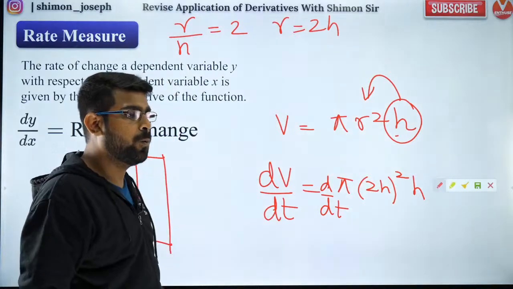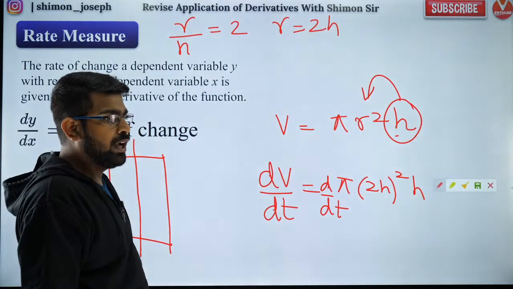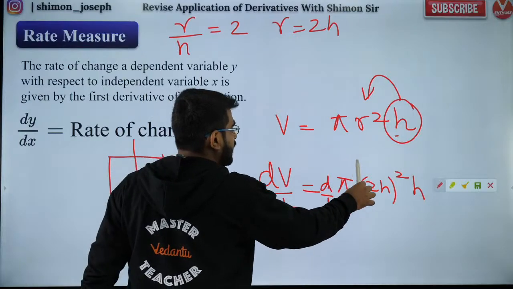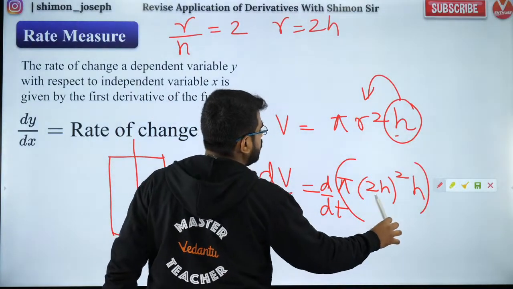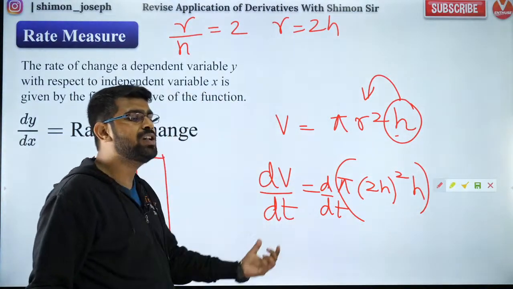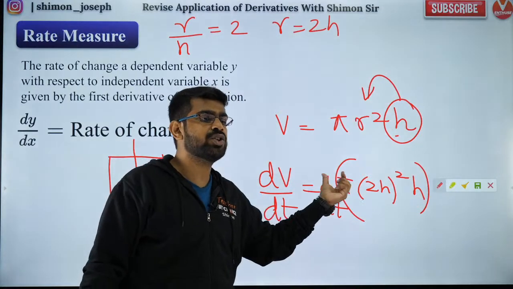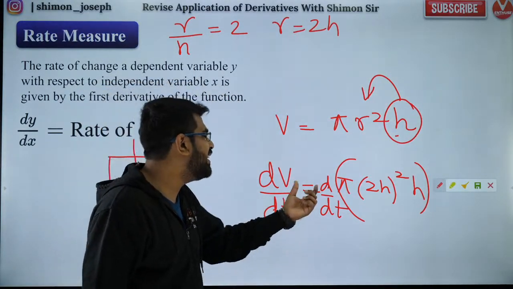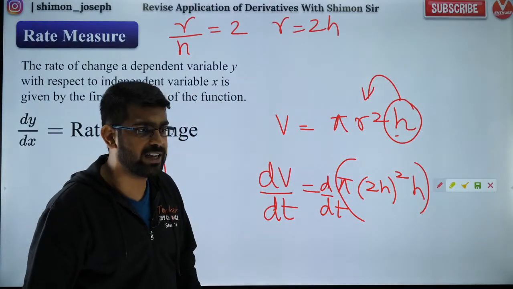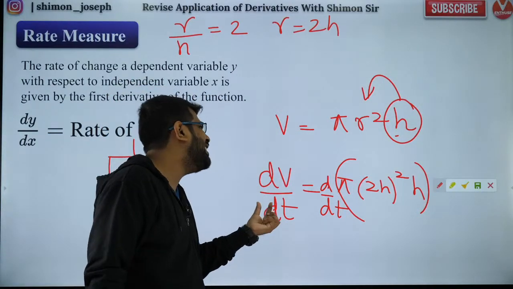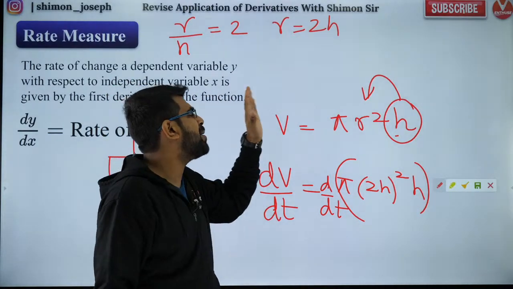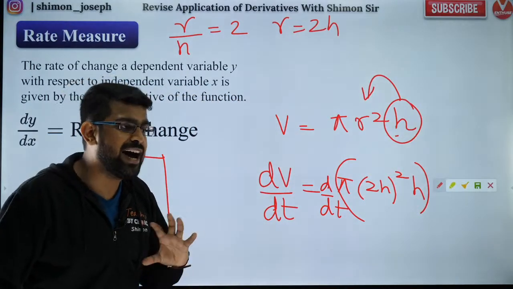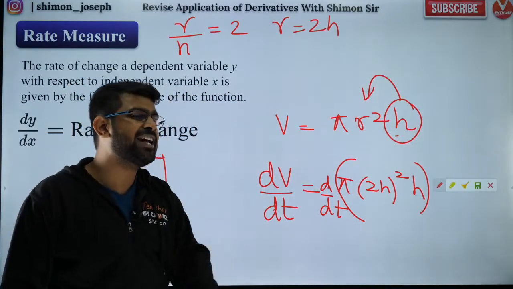Very good. Why are we doing d pi by dt? Sangeeta, it is not d pi by dt. It is d of pi into 2h square into h, the whole thing. The pi you can bring out because it's a constant. I am applying d by dt to my left hand side and d by dt to the right hand side. That is how I have got this. Are you all clear?